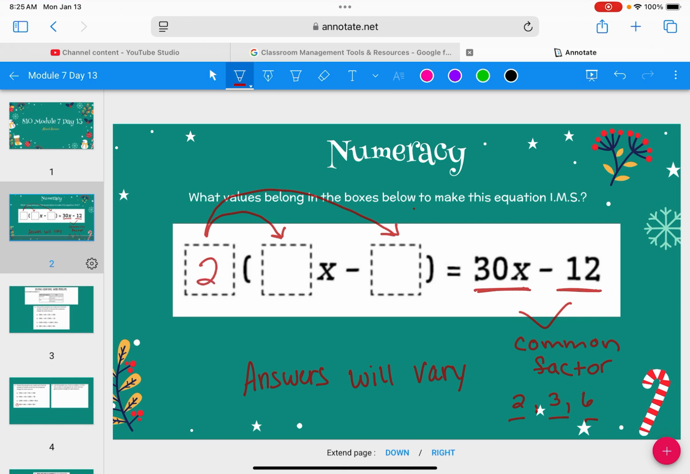Let's just say I do 2. If I use 2, 2 times what is 30x? That would be 15x. And then 2 times what is negative 12? That would be negative 6. So that's one option. You could have also said 3, and then this would be 10x, and this would be 4. Or we could have done 6, and this would have been 5x, and this would have been 2. So a couple of different answer options here. Any of those would work, essentially trying to remind you about distributing.